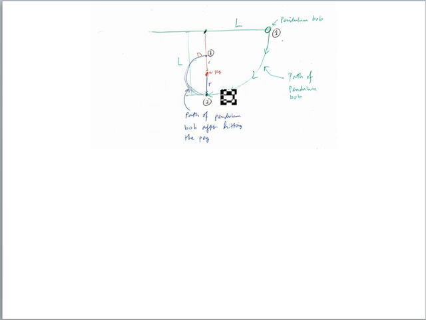The point of this lab is to find out what is the minimum length d of the peg that allows the pendulum to wrap around, and you want to find that for different lengths of the pendulum. In order to do that, you need to do two things. First, you need to determine the velocity of the pendulum bob when it reaches point 3 here.